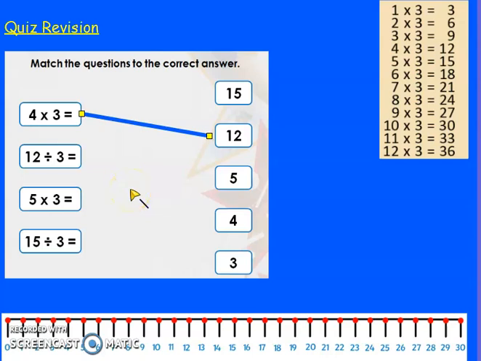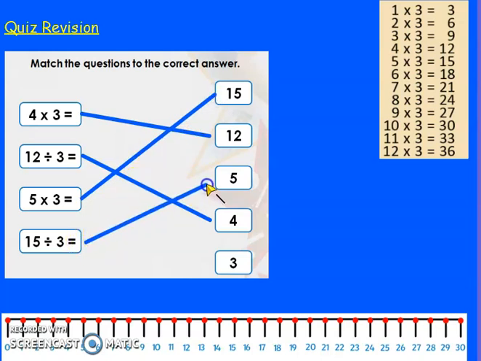4 times 3 equals 12, then 12 divided by 3 must equal 4. Well done. 5 times 3 equals 15. So 15 divided by 3 equals 5. Well done, you can give yourself a tick if you got that right. If you got any of them wrong, maybe you could write it out again neatly now so you've got the correct answers to learn from.